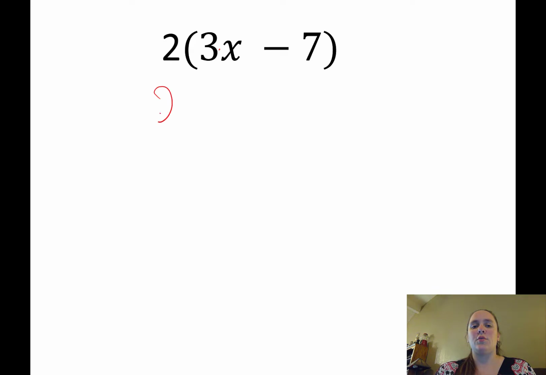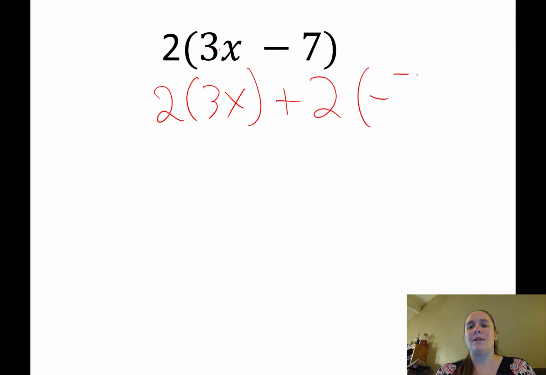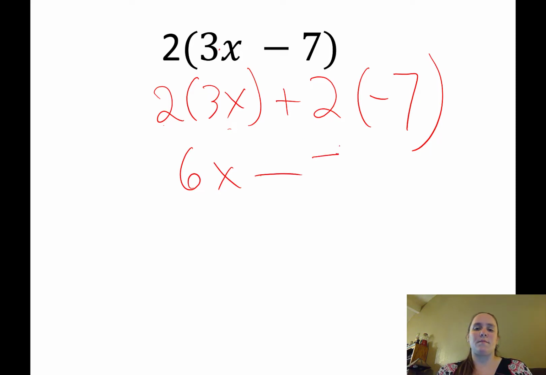So I'm going to get 2 times 3x plus 2 times a negative 7. And we can simplify this further. 2 times 3 is 6. And 2 times negative 7 is negative 14. So that changes to, okay.